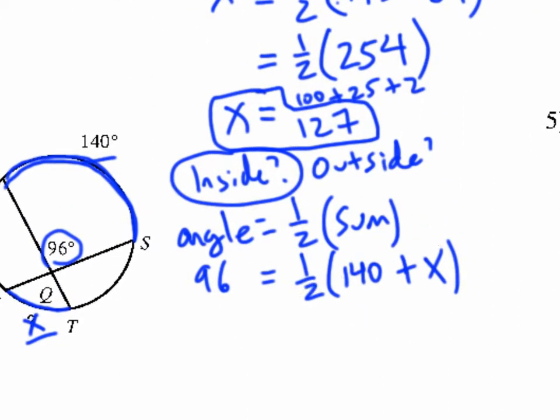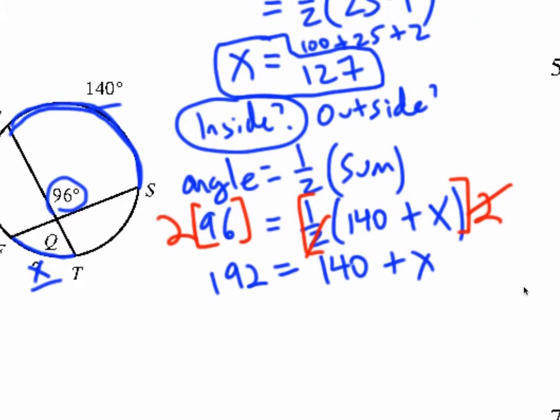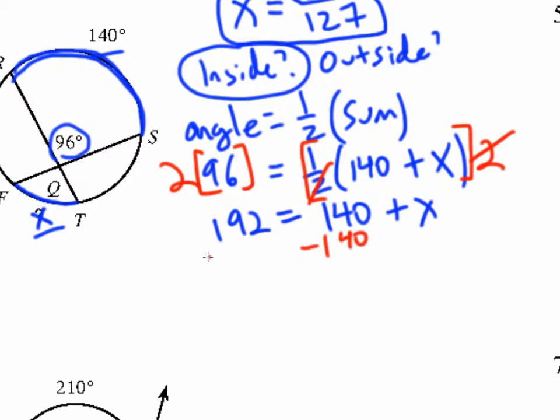How do we get rid of this 1/2? You just multiply by 2. That is the inverse operation there. Multiplying by 2, 2 over 2 makes an equivalent form of 1. 2 times 96. 2 times 90 is 180. 2 times 6 is 12. 180 plus 12 is 192 equals, and this whole thing went away, so we get 140 plus x. Subtract out 140, you get x equals, 9 minus 4 is 5, 2. x equals 52.